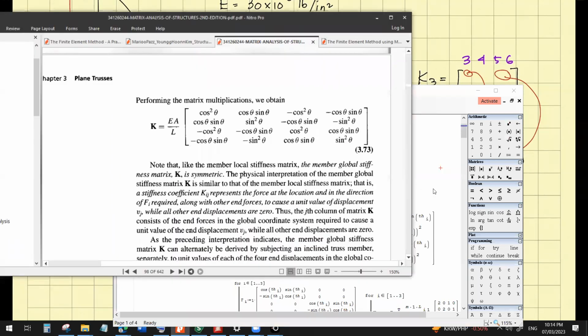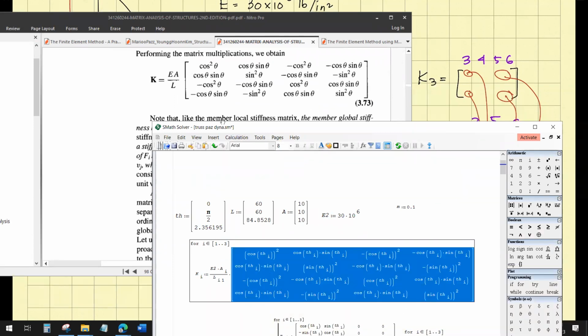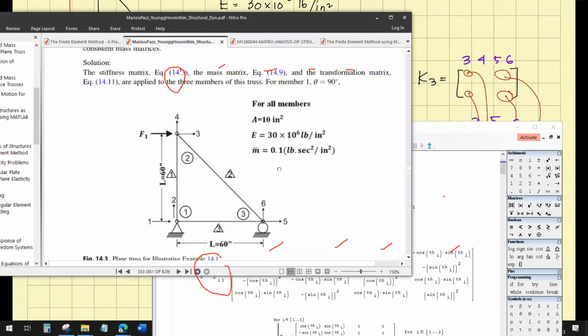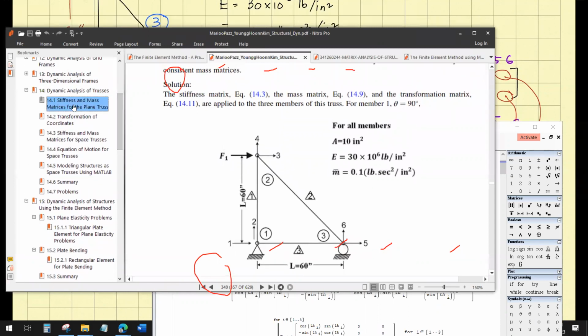I will also give you this SMAT file, if you want. I encoded it there. Okay. EA over L. And then cosine squared theta, cosine sine, negative cosine squared, cosine theta sine theta. Okay? How about the mass matrix? According to Mario Paz, this is his equation for the mass matrix. Where's that? This one.